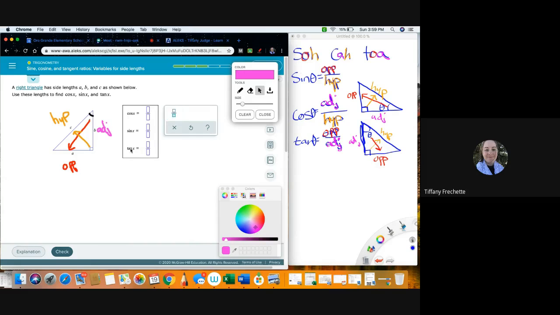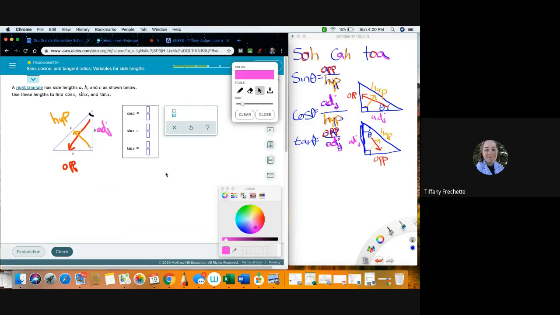It's not going to make any difference if you label them in a different order than me, as long as you've labeled them correctly. It doesn't matter if you go adjacent, hypotenuse, opposite, or hypotenuse, opposite, adjacent. Doesn't matter which order you label them in. You don't have to do it the exact same way I'm doing it. As long as hypotenuse is across from the 90, the opposite side is opposite the angle you're looking at, and adjacent connects the angle to the 90.